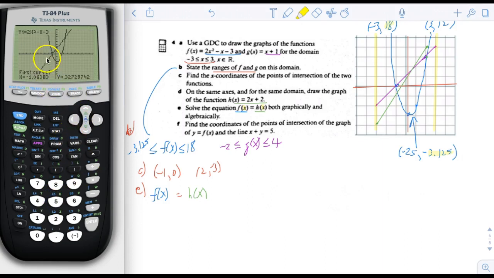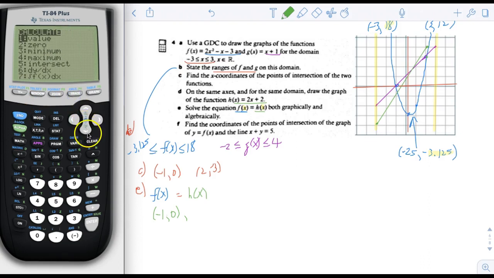And the first curve is the parabola, yes. The second curve is the line, yes. And then we guess, we move the cursor close to the intersection, we hit enter, and our intersection is negative 1, 0. And then there's another intersection over here. Let's see what that is.